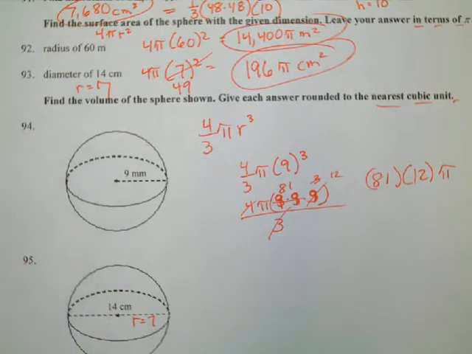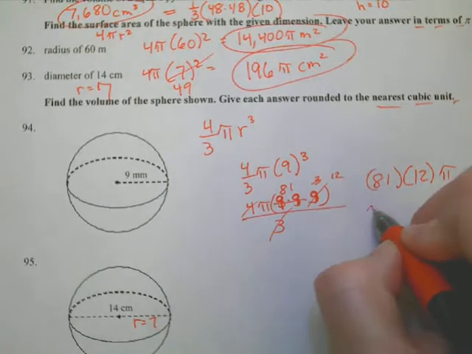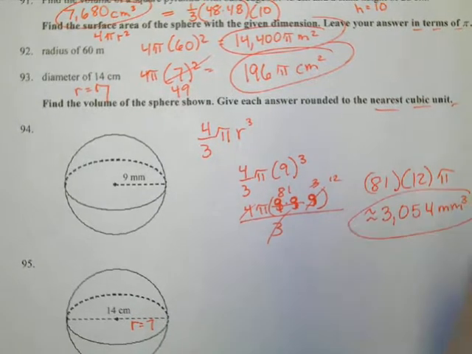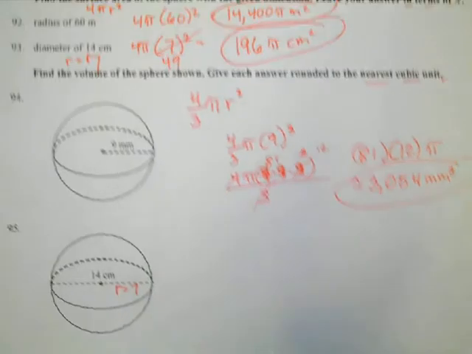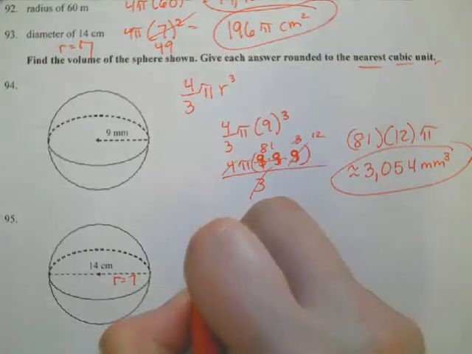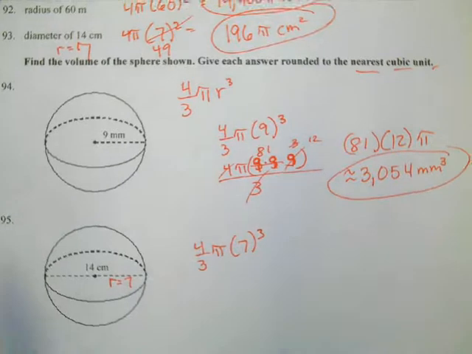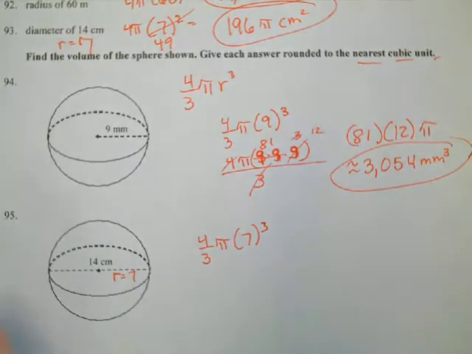Alright, one more. Same exact process here. I've got 4/3 pi times my radius is 7 cubed. Nothing to reduce here. May as well just start calculating. 7 times 7 times 7 times 4. So that gives me 1372 pi on top, all divided by 3. So multiplying that times pi, and then dividing that by 3, and rounding to the nearest whole number, which is 1,437 cubic centimeters. And that's it.